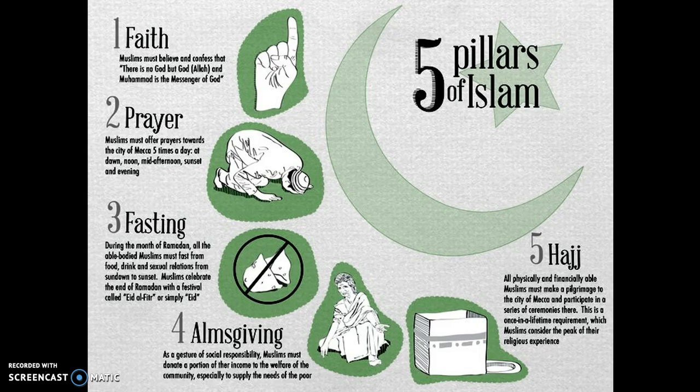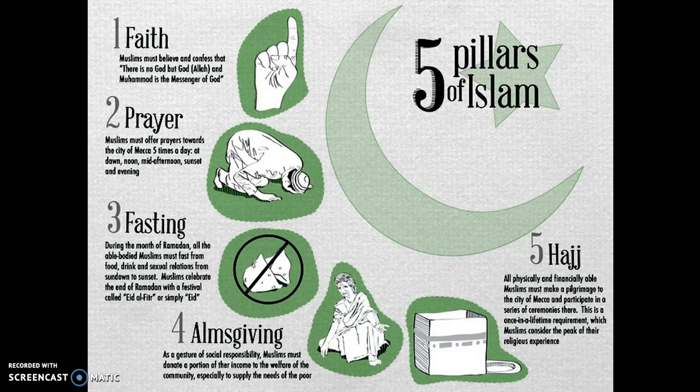The second thing that all Muslims must do is pray. Muslims offer prayers towards the city of Mecca, so they usually face in the direction of Mecca 5 times a day, and those include dawn, noon, mid-afternoon, and sunset and evening. Number 3 is fasting.